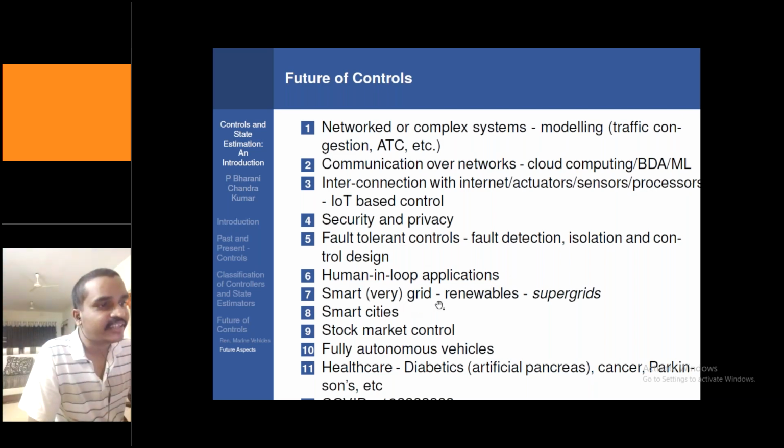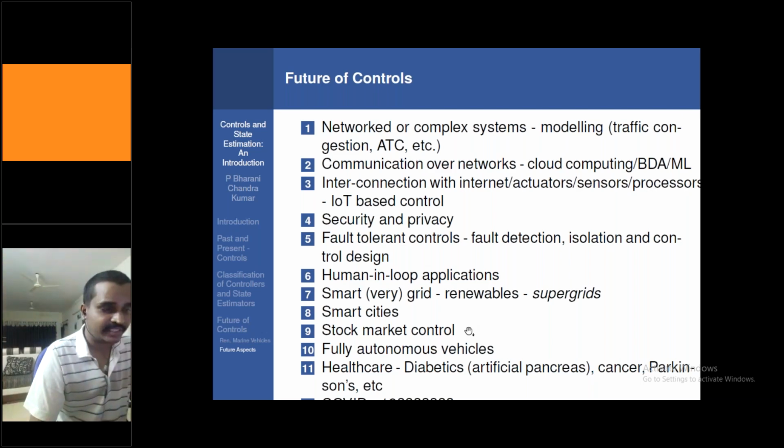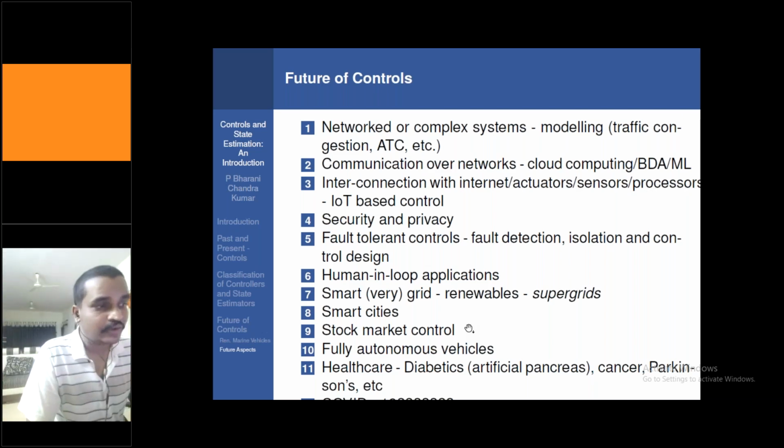Smart grids, very smart grids or super grids generally. This is a combination of AC and DC grid. Smart cities, stock market control, there also is a control system requirement. Suppose you are pumping some reference amount of money, you always expect the money to grow. So what is the control mechanism?